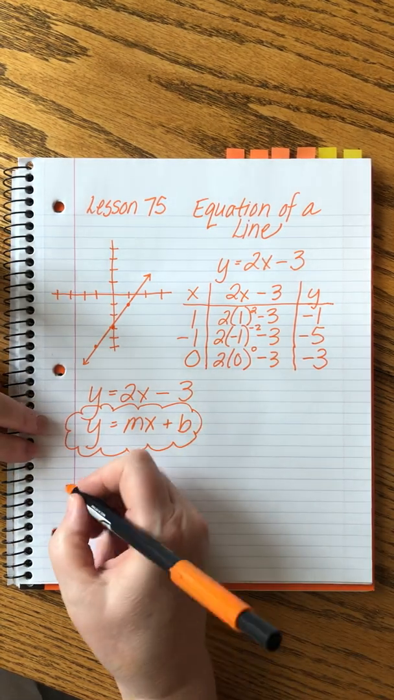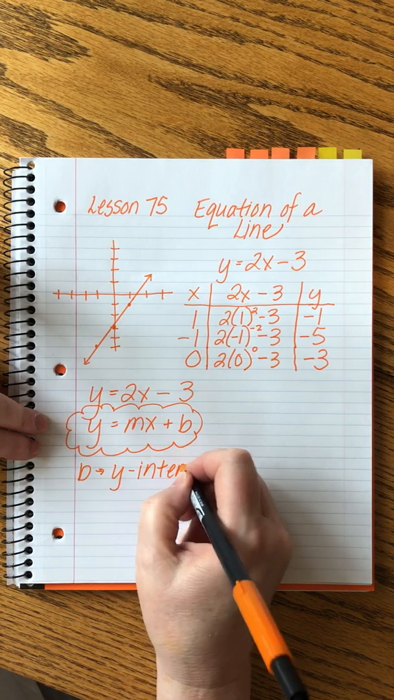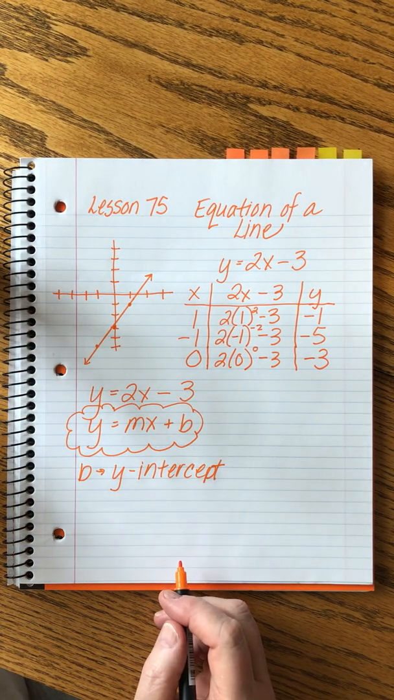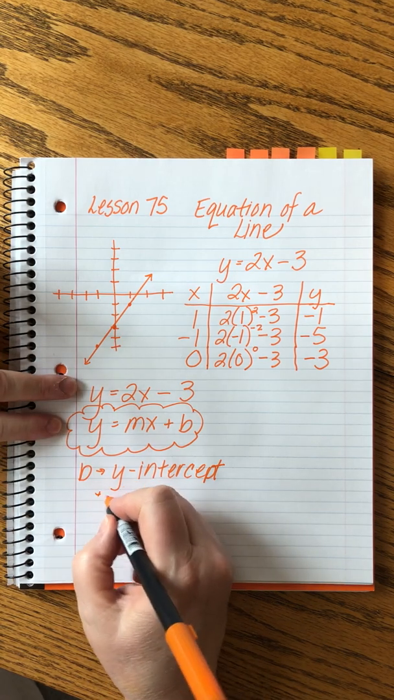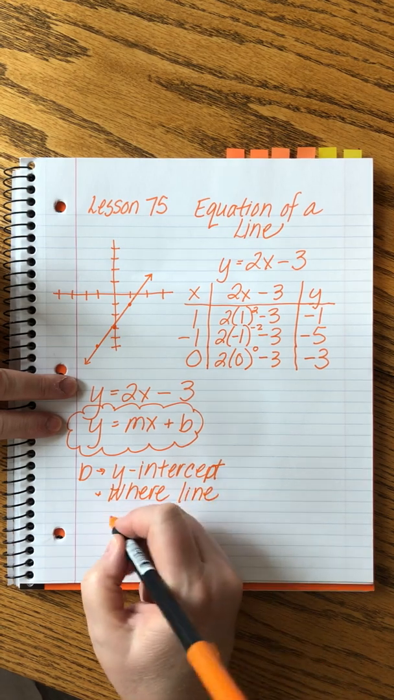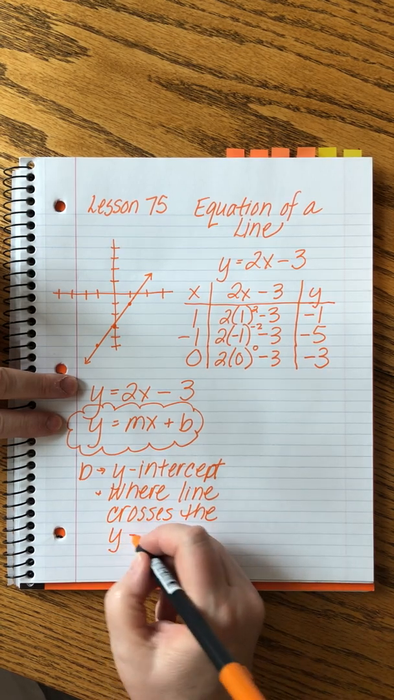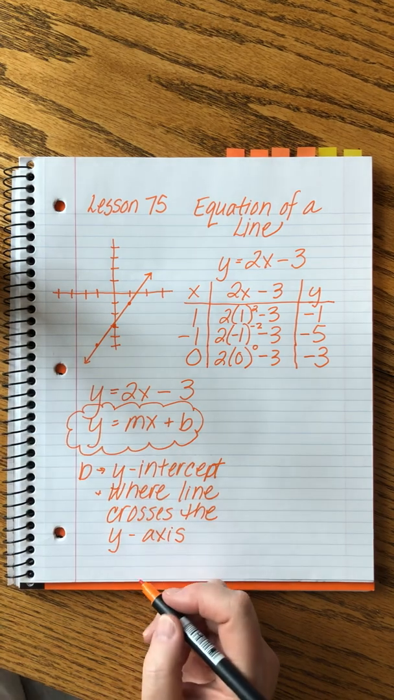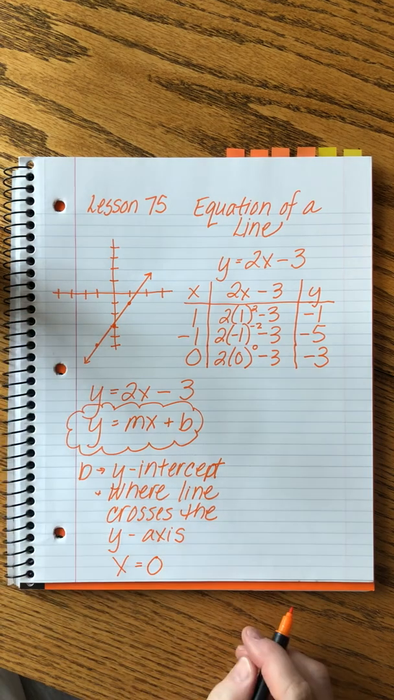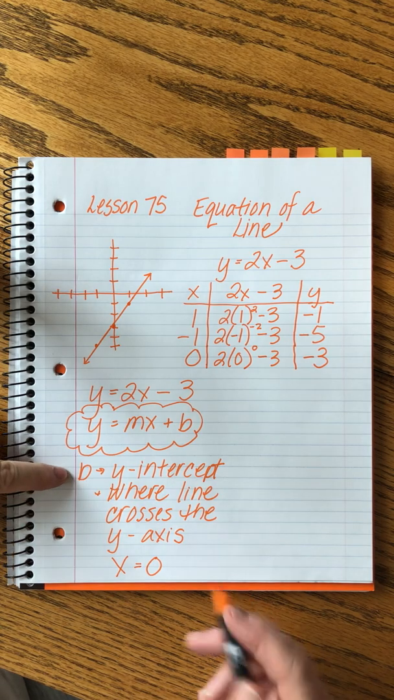What does this b mean? This b is what we call the y-intercept. It's the place where our line crosses the y-axis, and we can also calculate it anytime by letting x equal 0. I'll come back to this and talk more about it later. All right, so that's how we find this b number.